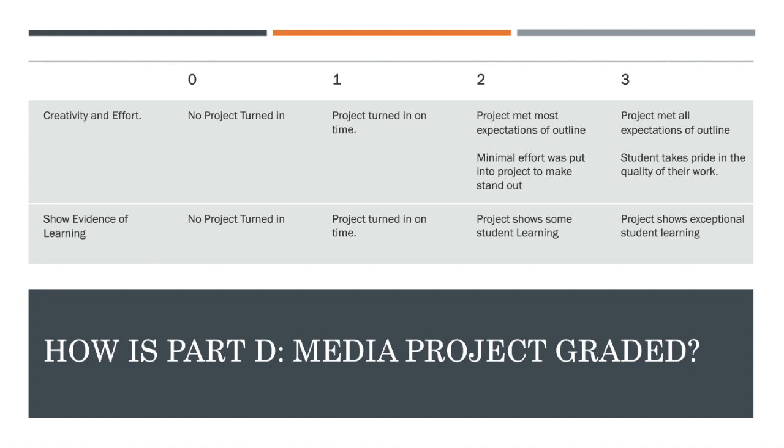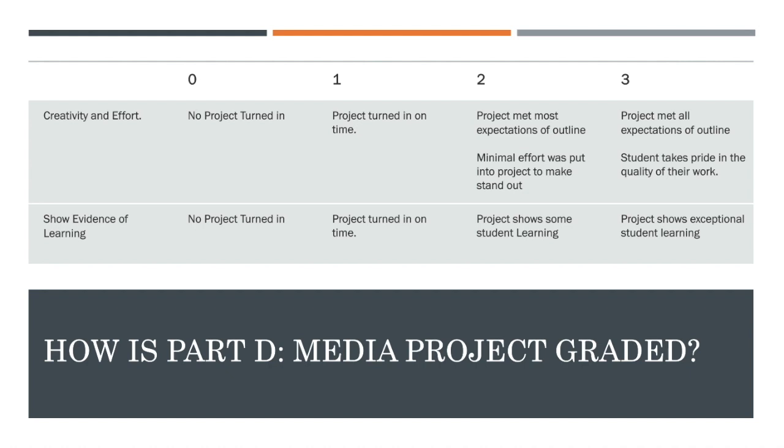Okay? Here's how you get a 3. Project met all expectations. You added all the science information you found. You added all the math information that you found, and you put it in your project. Okay? The student took pride in the quality of their work. You know what it looks like when somebody tries on their project and when somebody doesn't. So that's the difference between a 2 and a 3. Did you try? Did you put effort in? Does it look like you spent hours and hours and hours on this project, or does it look like you spent a day on it? Or it looks like you spent 3 minutes on it? That's the difference, okay?